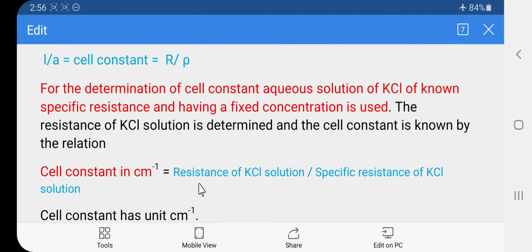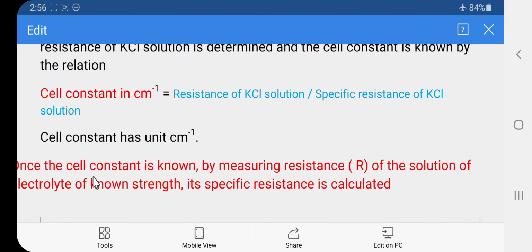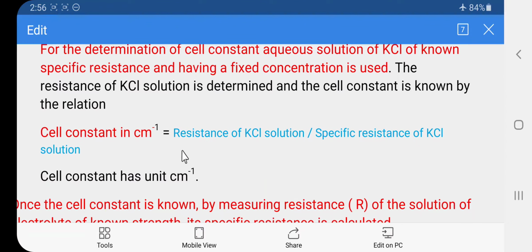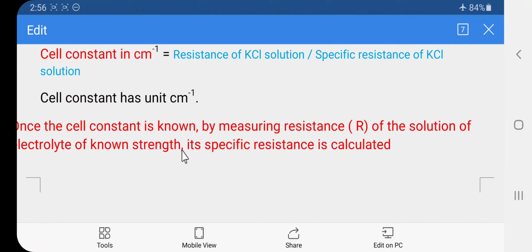So directly we can substitute the value of the resistance of the KCl solution, and the specific resistance of the KCl solution is a known value. Directly we can substitute these two values and we get the value of the cell constant, and the cell constant is generally expressed in terms of centimeter inverse. So this is the determination of the cell constant.